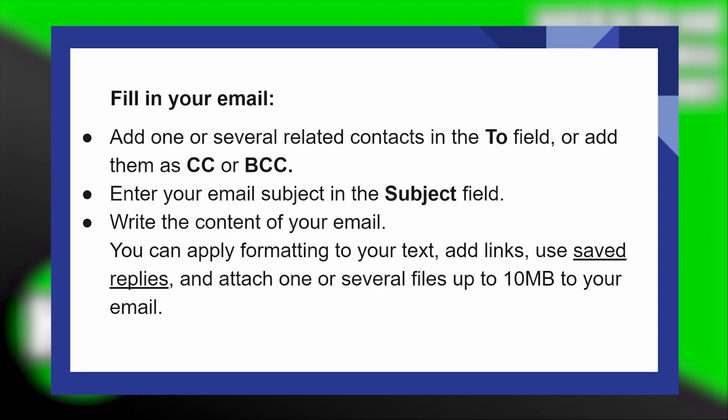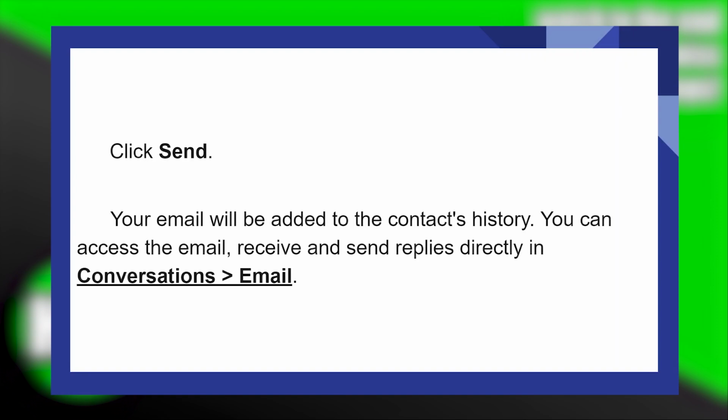You can apply formatting to your text, add links, use saved replies, and attach one or several files up to 10 MB to your email. After that, click on Send. Your email will be added to the contacts history. You can access the email and receive and send replies directly in Conversations, then Email.